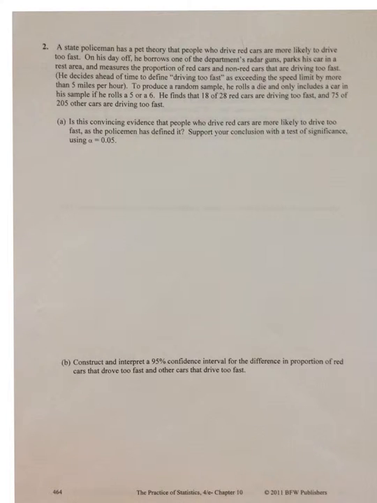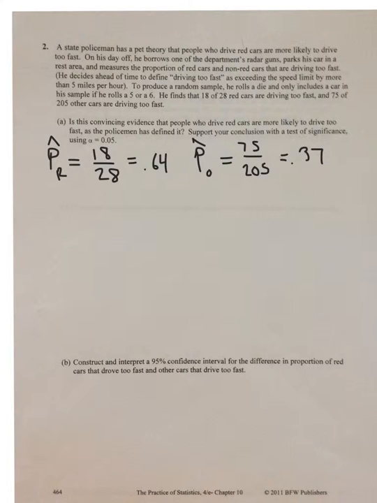So anyway, he figures out that 18 out of the 28 red cars that he saw were speeding, and 75 out of the 205 other cars. So we are going to do a significance test on this one. All right, so let's take a look at what our proportions are. So what are our hypotheses?